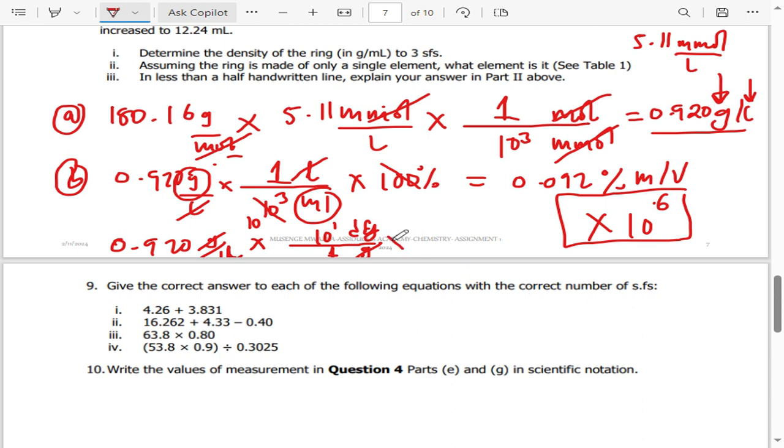And then again, I'm going to multiply. We have got a liter, I want to convert it to deciliter. So again, there's a liter down, I'm going to put a liter on top and then deciliter down.